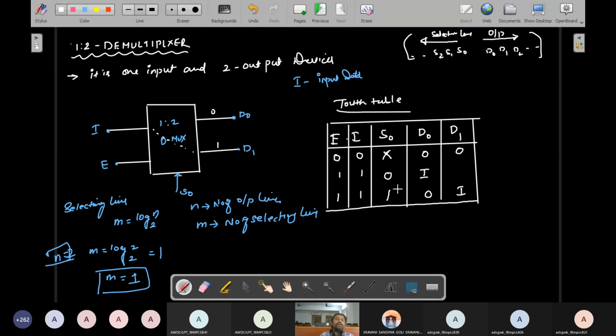Understand the truth table? Every time, based on the selecting inputs given, your output will be considered. If it is 0, the input was connected to the first terminal, so I will be shifted here. If it is 1, the I will be shifted here. That's why in that case we represent I. In all the remaining cases you put 0. Don't worry.